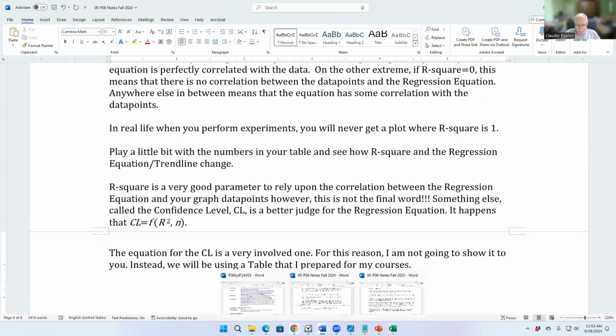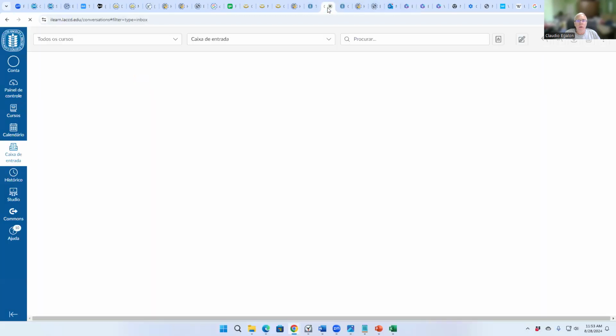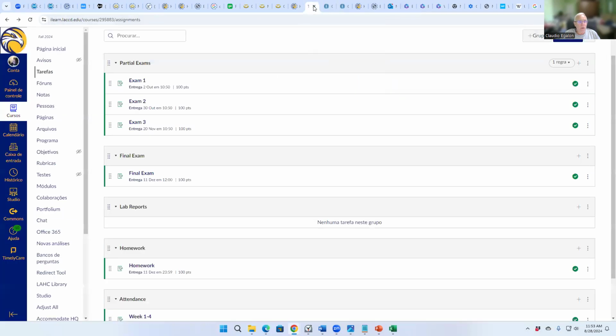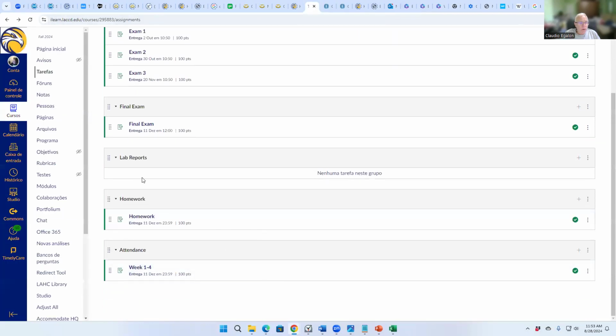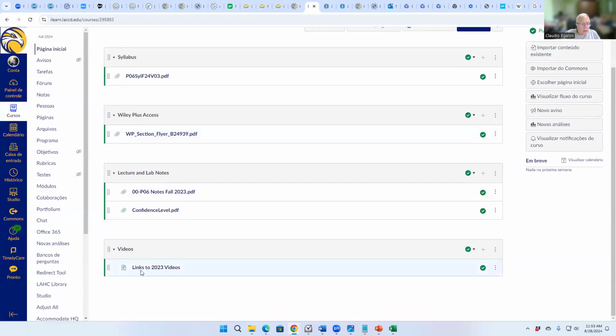And the table is posted here in Canvas. Let's see, where is that? My confidence level courses, this one. Link, here you go. Lecture and lab notes, confidence level is a PDF document. Go ahead, download that to your hard drive. And I'm going to get mine too, and open it on my computer so you can see this table.